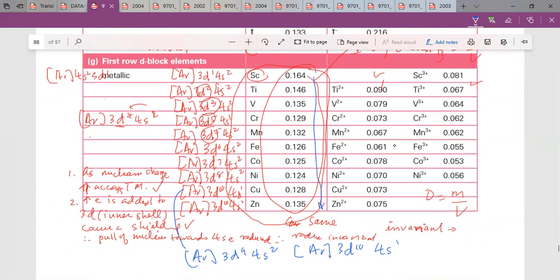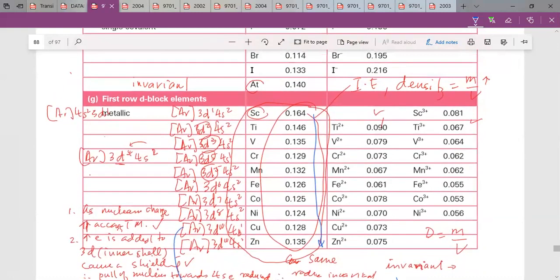They are about the same, they call it invariant. Remember why? For atomic radius, it is from the nucleus to the outermost shell. The outermost shell is the 4s, and the one before that is the 3d. So as you go across the first series of your TM, remember, you fill the 4s shell first, like for calcium, 4s2. The 3d is 0, isn't it? So when you go on to scandium, you are not filling the outermost shell, they are filling here.